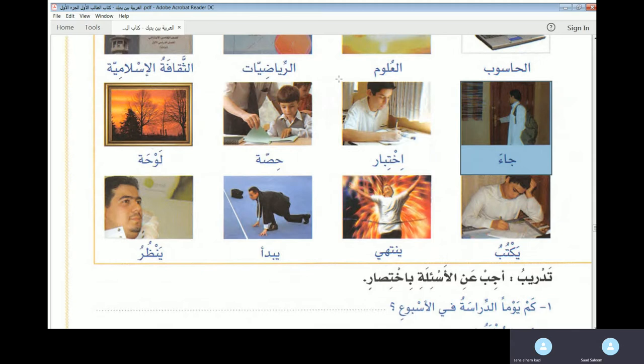Jaa. Came, right? Jaa, came. Yes. He came, he arrived, both meanings are there. Ja'a, he came. This is past tense. Oh, Ja'at, yes. She came. This is also past tense.